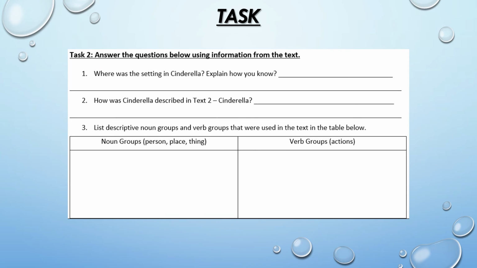So now that we have read the text, the task for today is to answer the questions below using the information from the text. Number 1, where was the setting in Cinderella? Explain how you know. Number 2, how was Cinderella described in text 2? Number 3, list descriptive noun groups and verb groups that were used in the text in the table below. Now, if you forget what noun groups and verb groups are, as I said yesterday, you can go back to the videos from last week and they will describe what a noun group and what a verb group is.